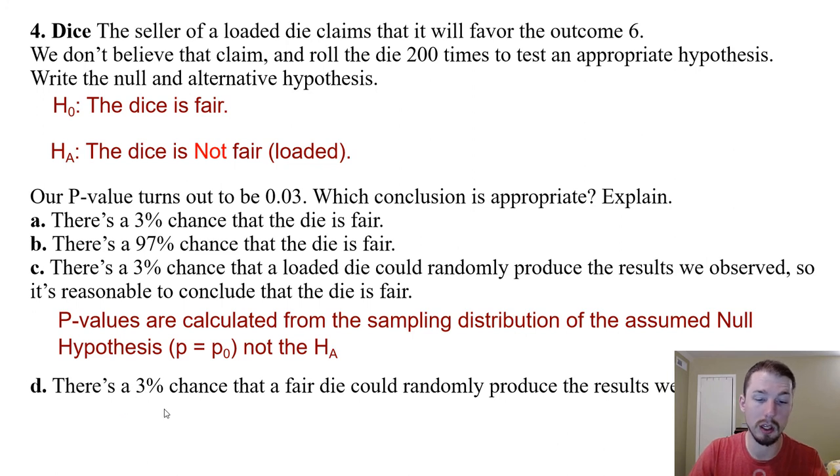There's a 3% chance that a fair dice could randomly produce the results we observe. Since it's in the top 3%, which is beyond the alpha level of significance or the burden of proof of 5% or even 10%, then we'd have enough evidence to reject the null hypothesis in favor of the alternative. So the correct interpretation of a p-value of 3% is D.